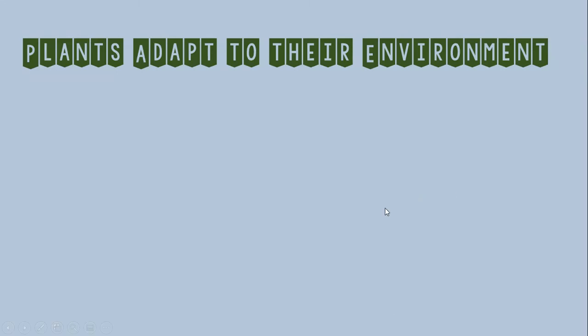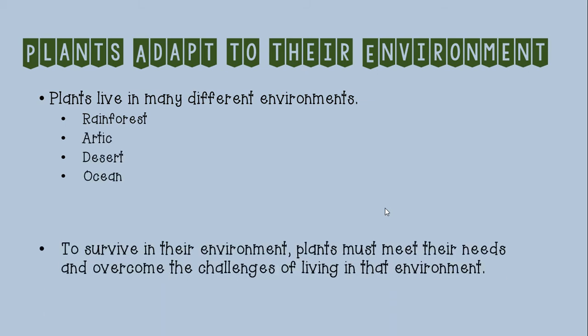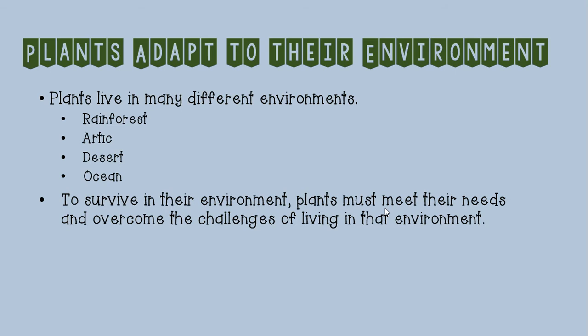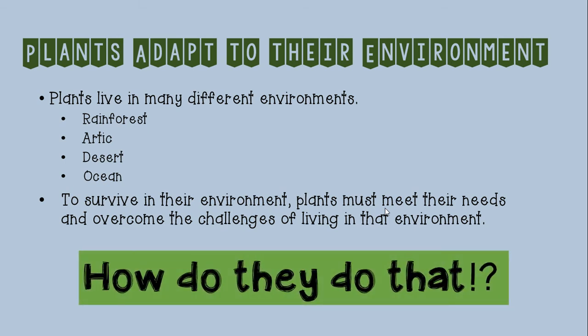Now, plants adapt to their environment. We know that because this is just a review of what we have learned so far. Now, we know that plants live in many different environments. For example, the rainforest, the Arctic, the desert, and the ocean. In order to survive in their environment, plants must meet their needs and overcome the challenges of living in that environment. You wonder, how do they do that? Well, some of you already know, right?